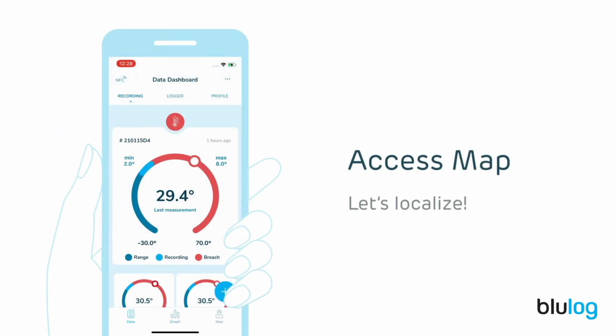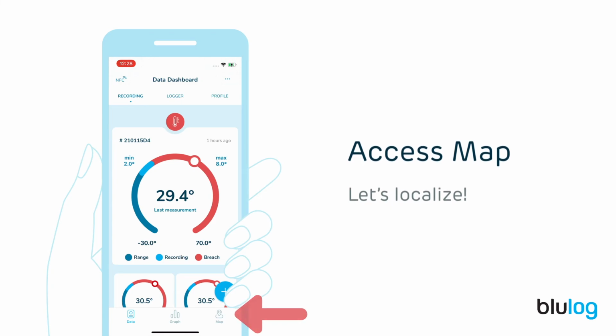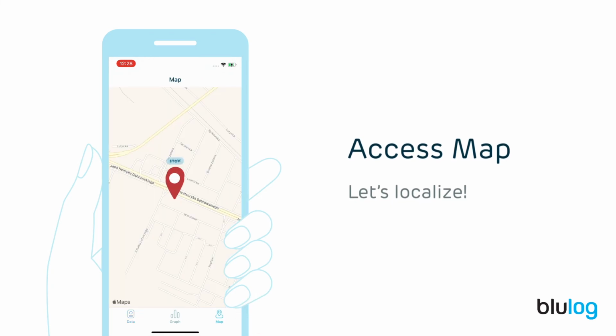In order to access a map, select a Map tab from the bottom menu. A little explanation here. The pointer signifies the estimated location of the NFC logger during the scan. A red pointer signifies that there was an excursion between the previous pointer and this one. A blue pointer signifies that there was no excursion between the previous pointer and this one.